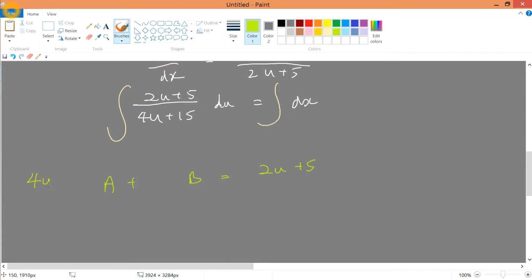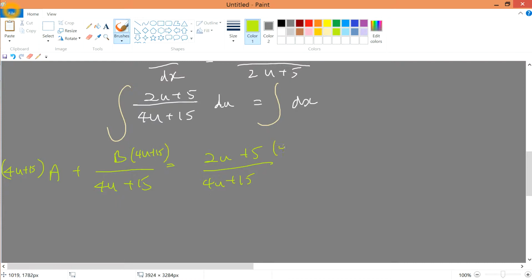So I would have (4u + 15)(a + b) equals 2 + 5. In other words, what I have just done is simply to multiply the whole thing by 4u + 15. So this is 4u + 15, 4u + 15, 4u + 15. Okay, so I'll just cancel them out, and I have 4ua + 15a, I'm just multiplying in, plus b equals 2u + 15.